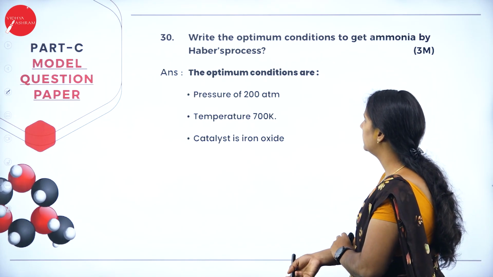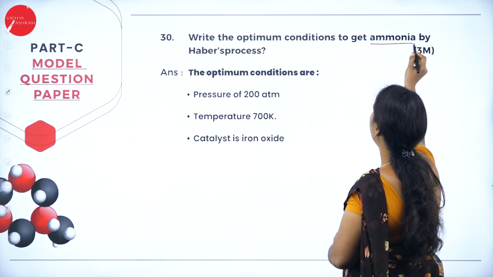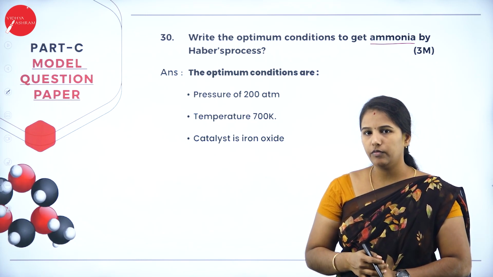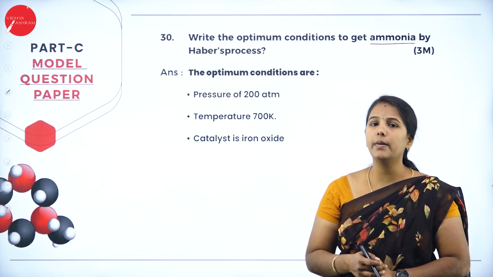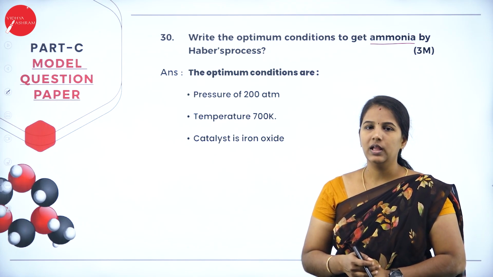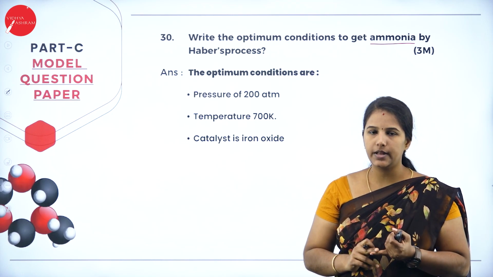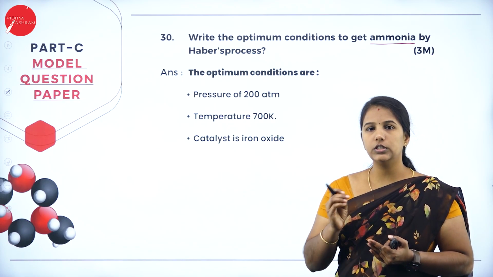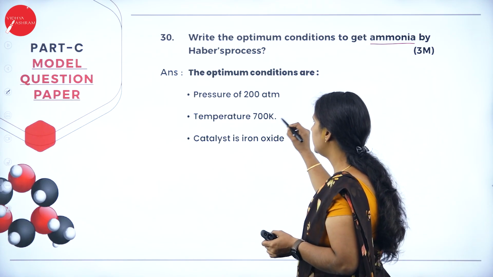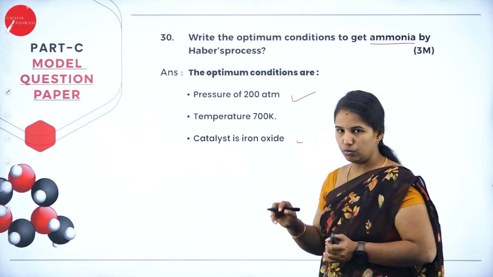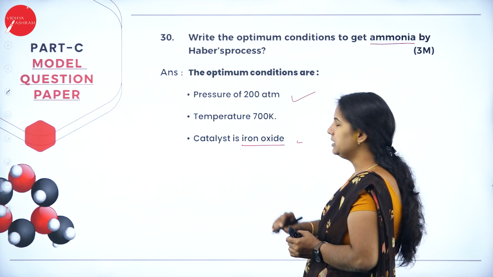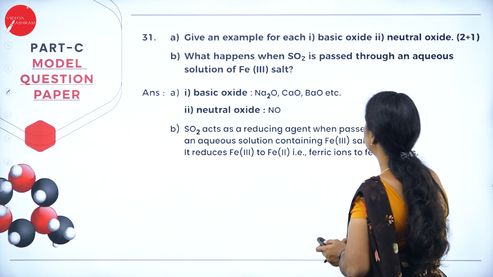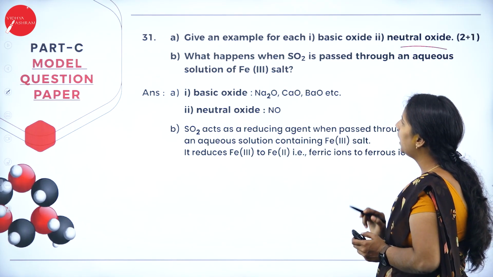Next, write the optimum conditions to get ammonia by Haber's process. We all know that ammonia is prepared mainly by the Haber's process. What are the optimum conditions that we use for this process? You must know. We use a temperature, a pressure, and also a specific catalyst. The optimum temperature is 700 Kelvin, the optimum pressure is around 200 atm, and the catalyst used is iron oxide.